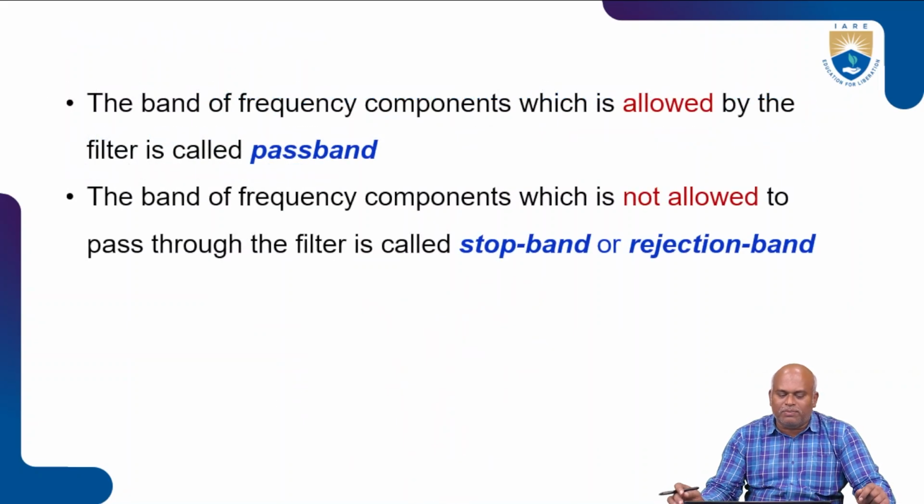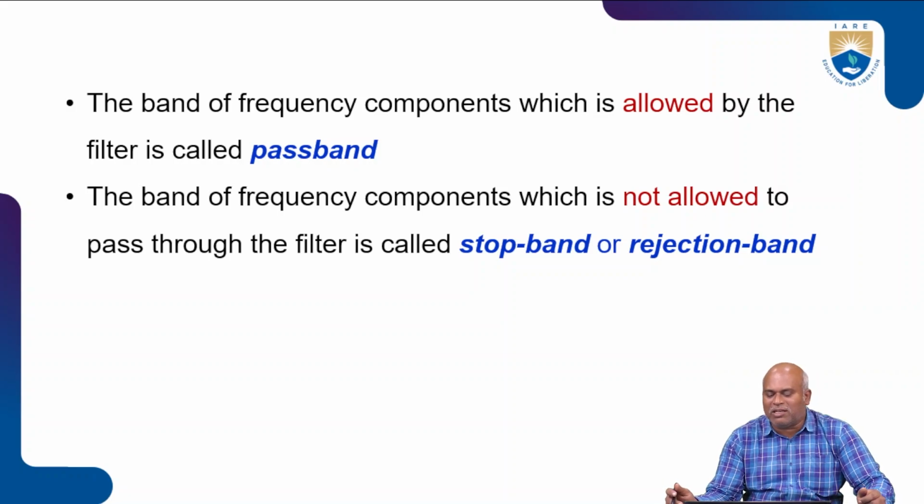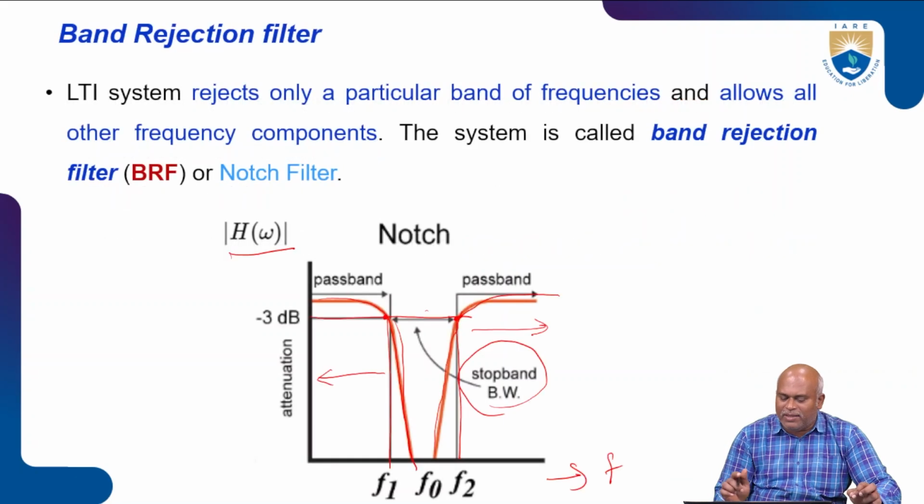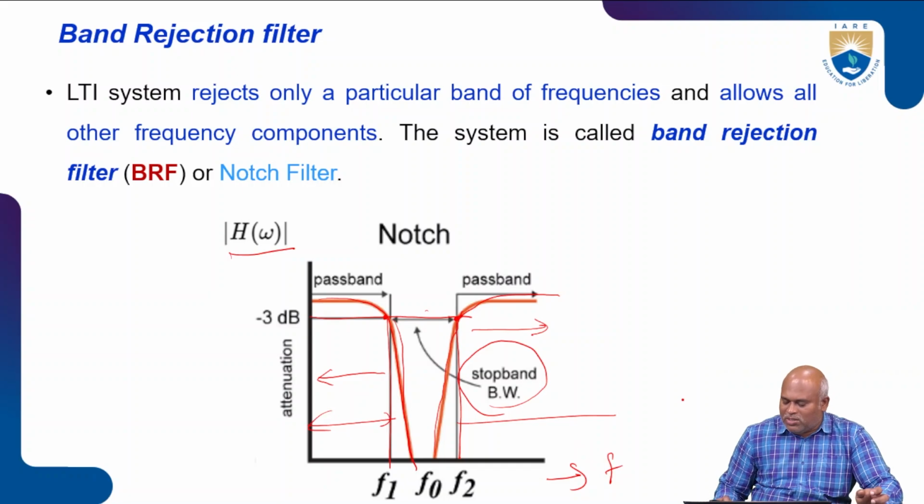Now based on this, for the band pass as well as the band stop or band rejection case: the band of frequency components which is allowed by the filter is called the pass band. See here, where the pass band happens, the lower frequency as well as the higher frequency is infinite. This portion is represented as the pass band.